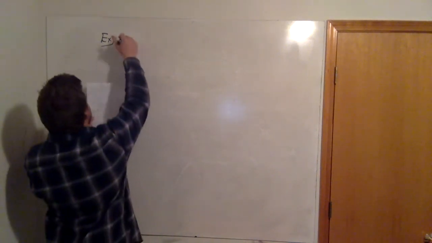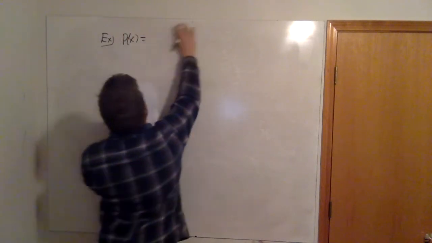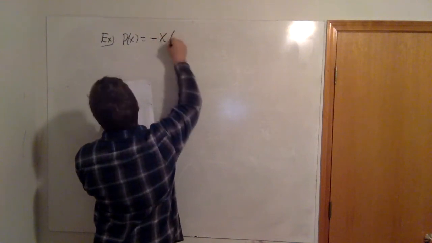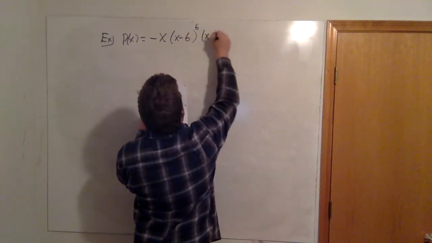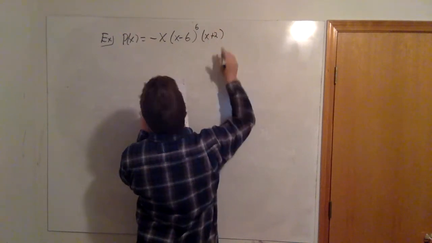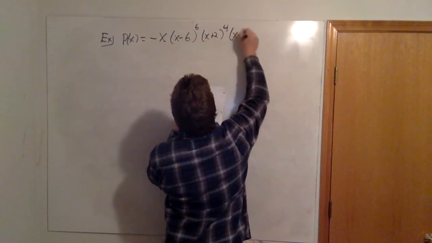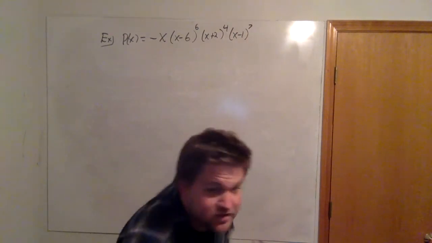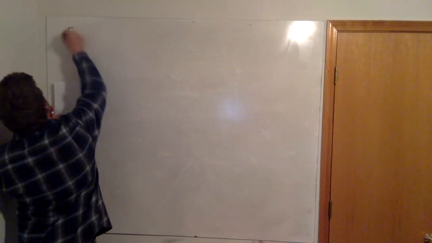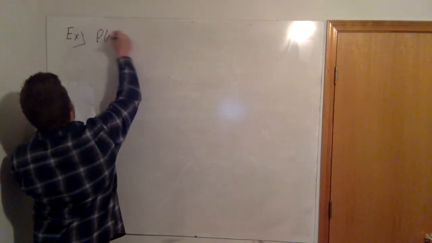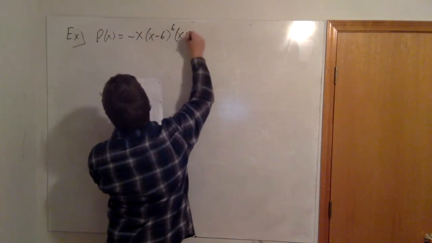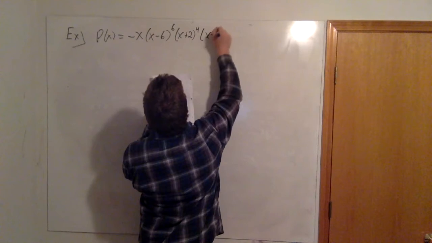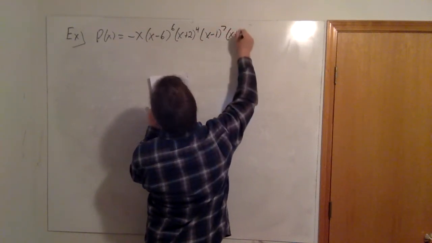Okay, so let's try to graph the polynomial p of x, which is equal to -x times (x minus 6) to the 6th, times (x plus 2) to the 4th, times (x minus 1) to the 7th, and (x plus 5) cubed. Let me write this down a little bit lower, a little more to the left.